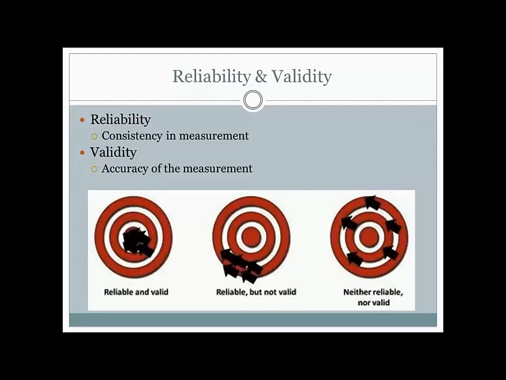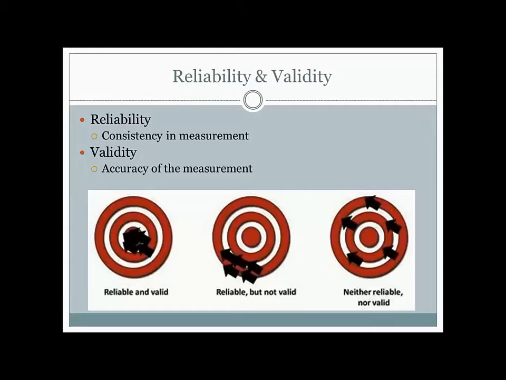But overall, we want to select measurements that are as reliable as possible, because reliability is a necessary condition for validity. You can have reliability but not have validity, like the middle dartboard pictured here, but you can't have validity without reliability. You can't be hitting the bullseye every time if you're not hitting the bullseye consistently.